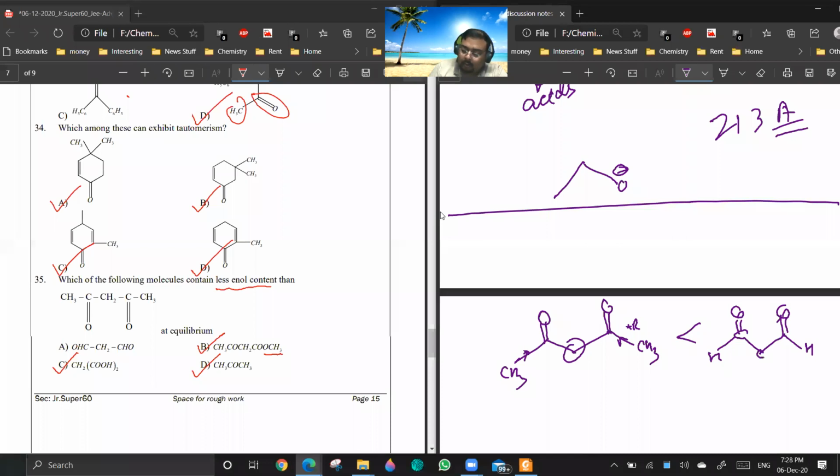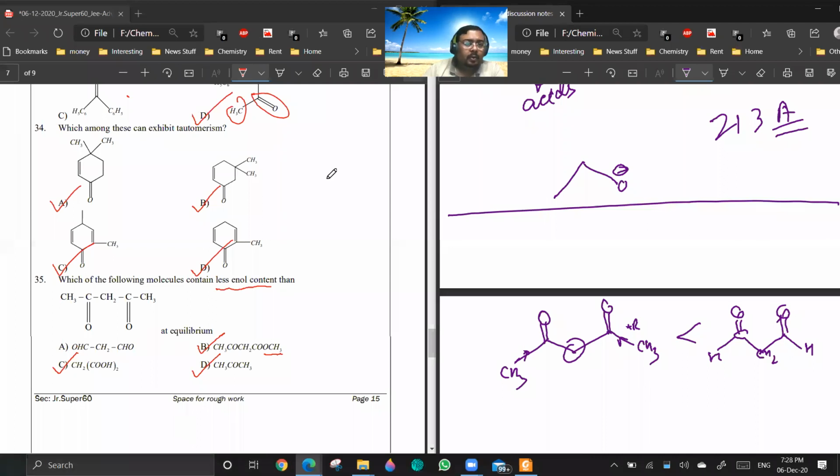Are you getting a point? Yes or no? Because perfectly no destabilization is there. In all other cases, you have cross conjugation in B and C, and in D it is a single ketone, so obviously less enol content. Are you getting a point? Everyone is getting?